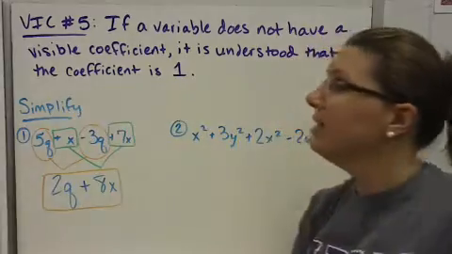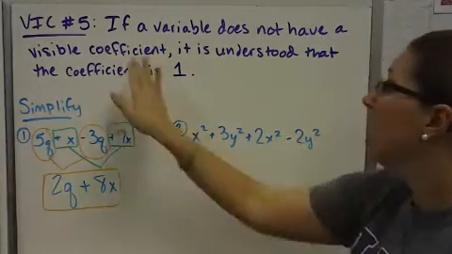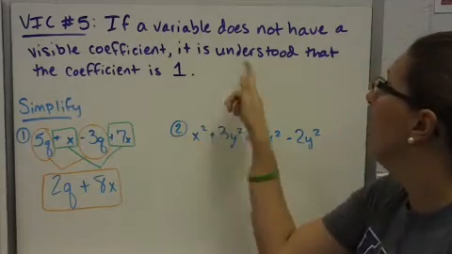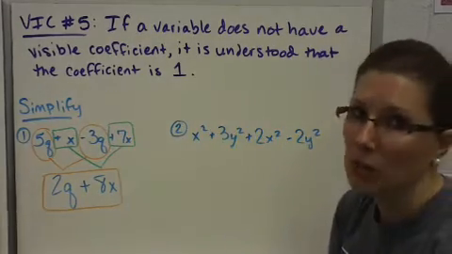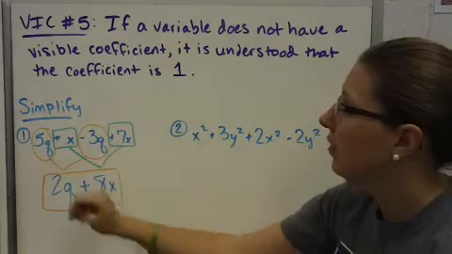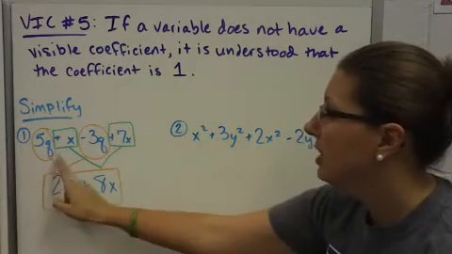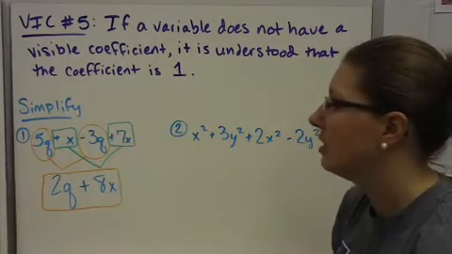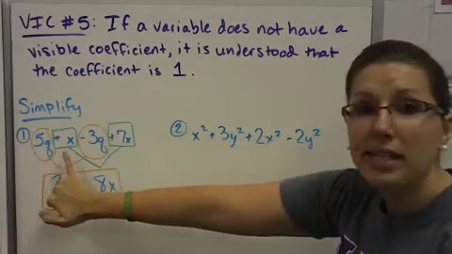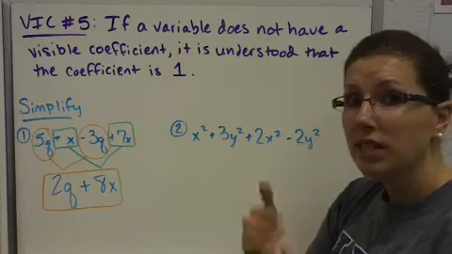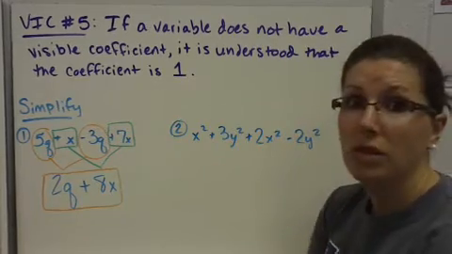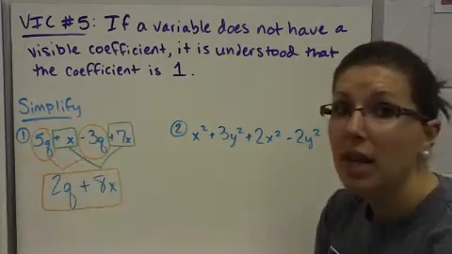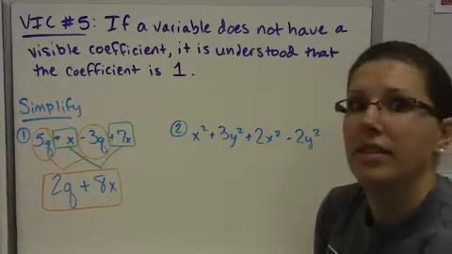And last but not least, number 5. If a variable does not have a visible coefficient, it's understood that the coefficient is 1. So if you look here in the first problem, 5q plus x minus 3q plus 7x, this x by itself here is signaling to you that we have one of those. We've got one x. There doesn't have to be a 1 in front of it. It's just understood that there's one x there.